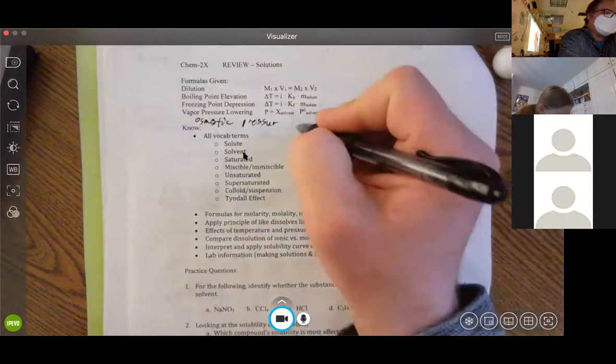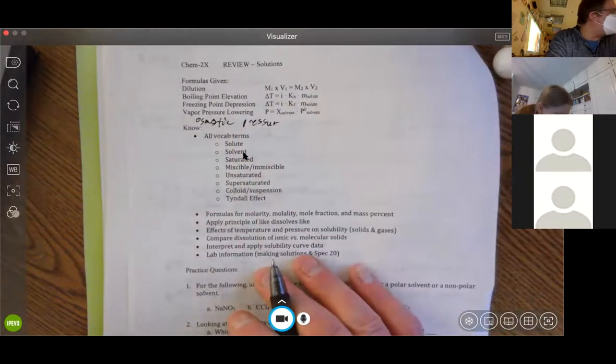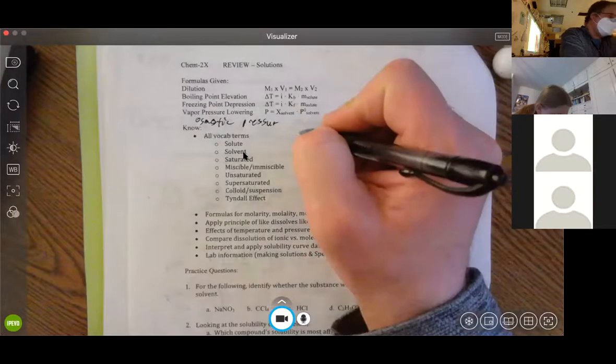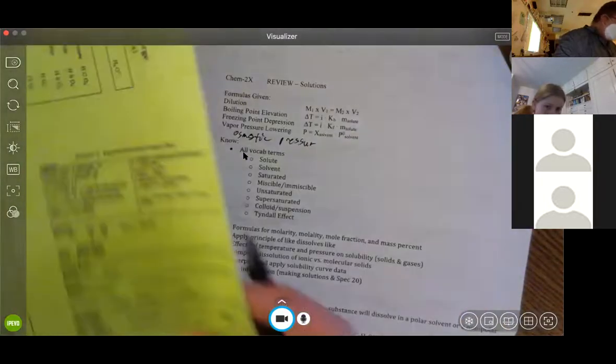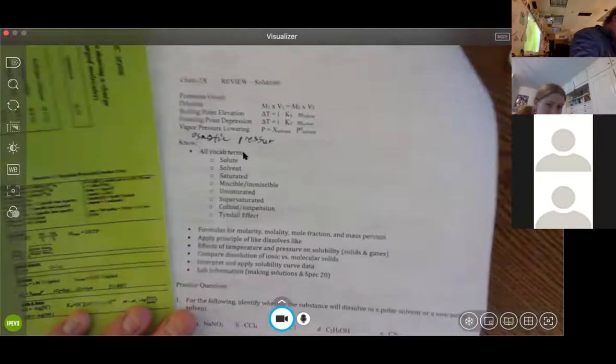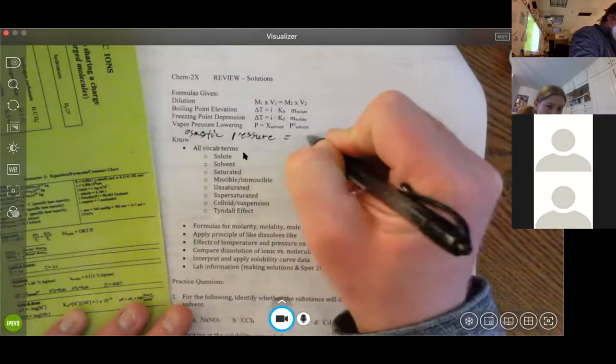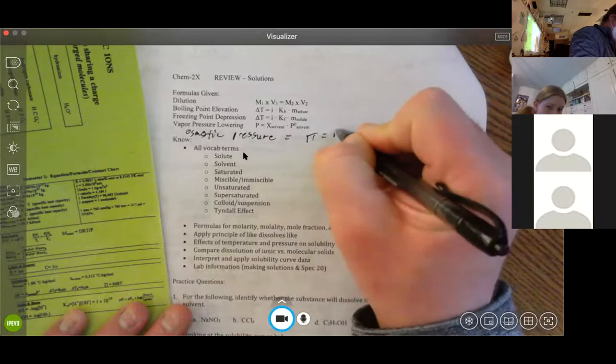That's that pi equals molarity times RT. Make sure I don't say that wrong. I forget the i. The index.